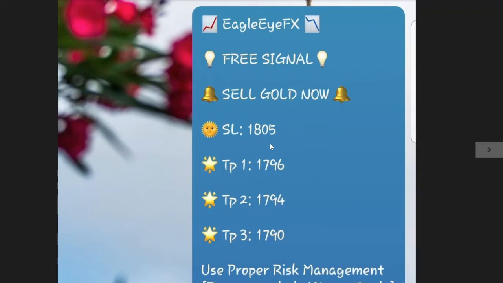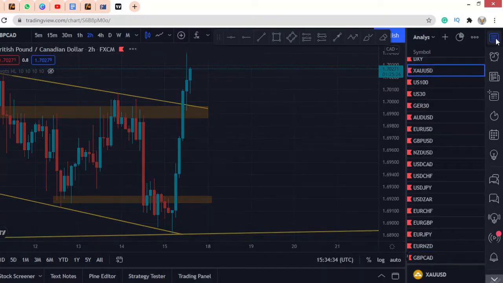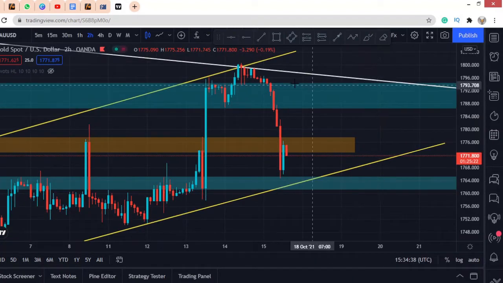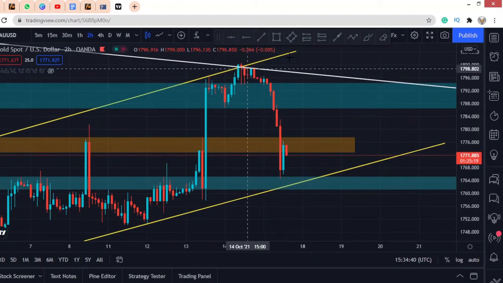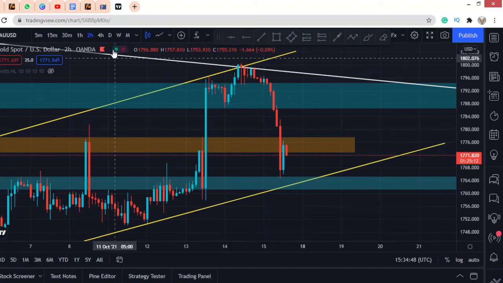So this was gold. It was around 1798, and we're going to see how it played out. So let's look at it. This is gold, and as you can see, it was somewhere around here, 1799. I told them to take sells. Why did I tell them to take sells here?